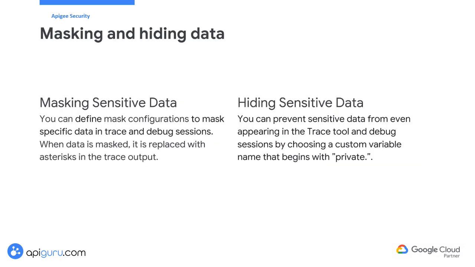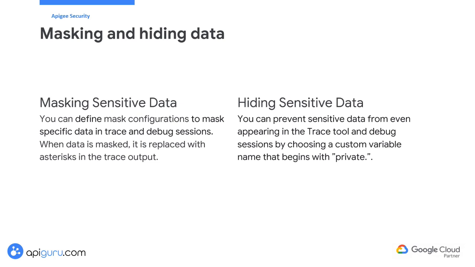Now let's discuss data masking and hiding. When you debug API codes in Apigee, the content can sometimes contain sensitive data, such as credit cards or personally identifiable information that must be masked. Apigee enables you to define mask configurations to mask specific data in trace and debug sessions. When masked, data is replaced with asterisks in the trace output. You can mask sensitive data and keep non-sensitive data unchanged.